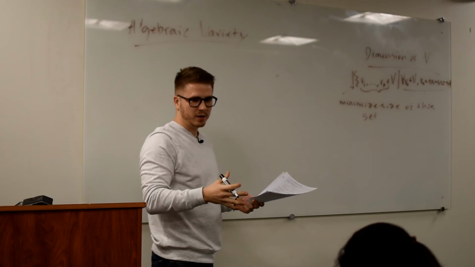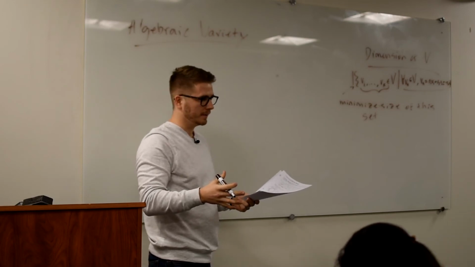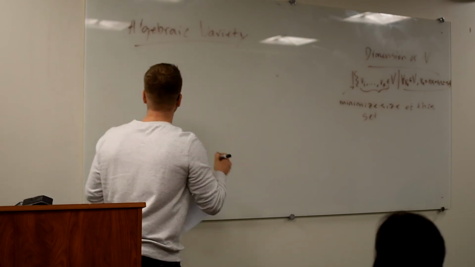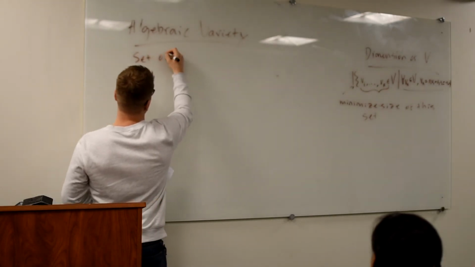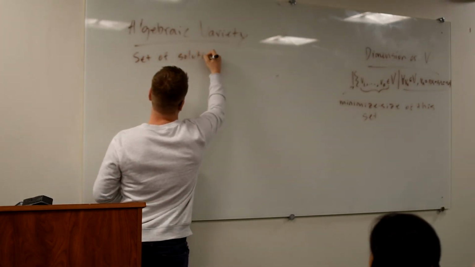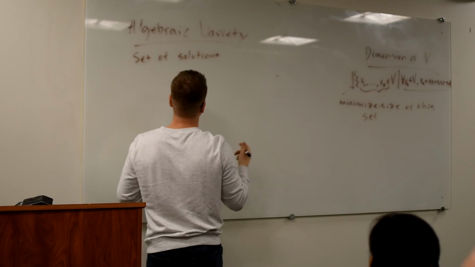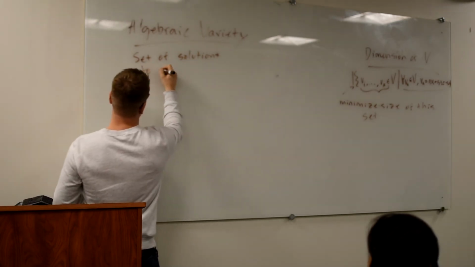So we have this thing called an algebraic variety. And pretty much what it is is a set of solutions to a system of polynomial equations.